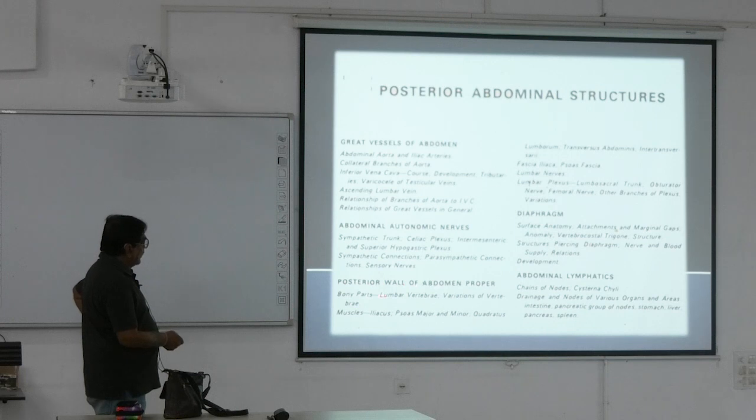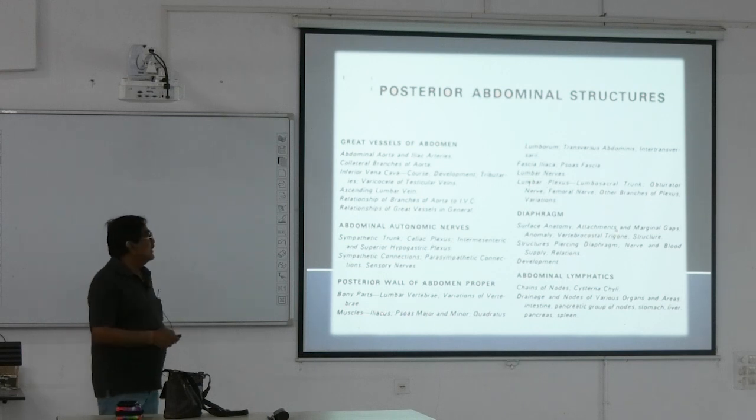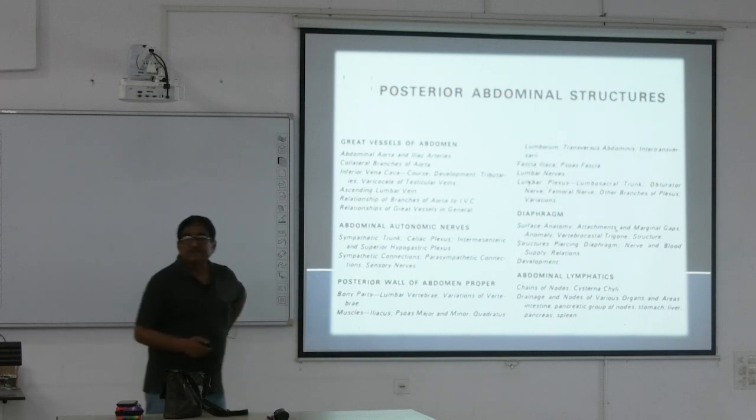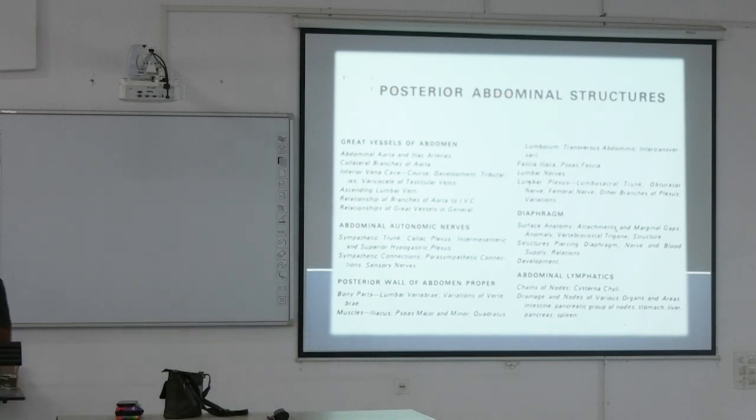Posterior wall of the abdomen proper, body parts, lumbar vertebra, variations of the vertebra, muscles, iliacus, psoas major, minor, and quadratus. And your quadratus lumborum, transverse abdominis, intertransversus fascia, iliacus, psoas fascia, lumbar nerves, and lumbar plexus. Now these are the components and these are the parts of the posterior abdominal wall and the abdominal proper, that is the boundaries.